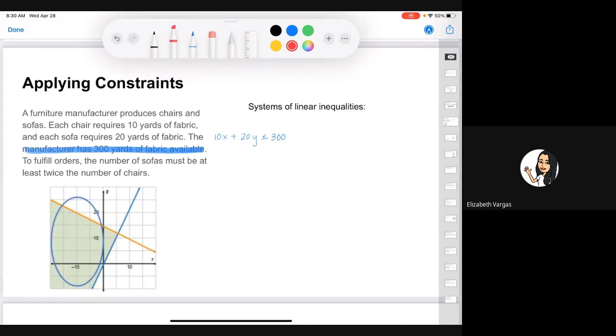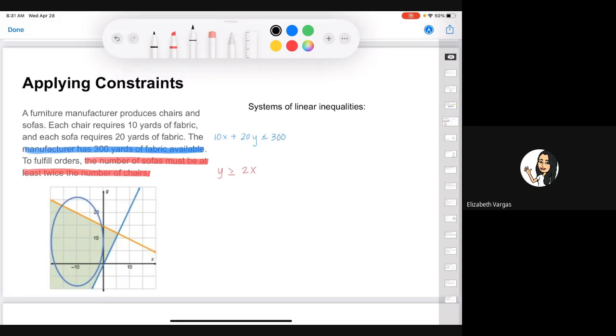The next one we can identify: the number of sofas must be at least twice the number of chairs. That tells us the number of sofas, or y, must be at least, so it can be greater than, but at minimum, twice the number of chairs. So we have both of these inequalities. When we graph them, we get the graph you see right here. We would just graph these on Desmos the way we normally graph linear inequalities.